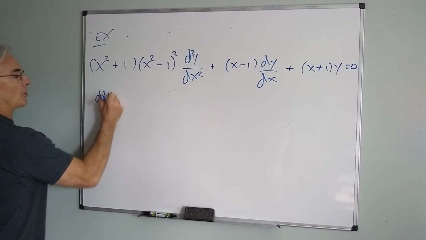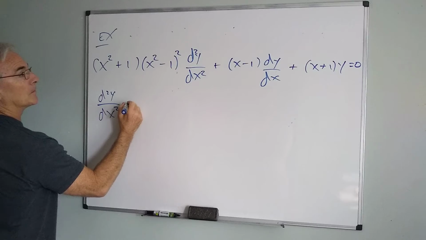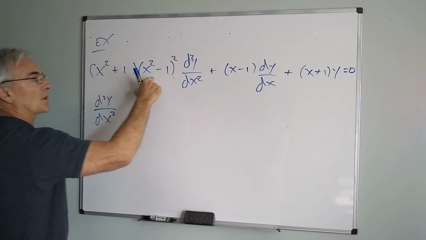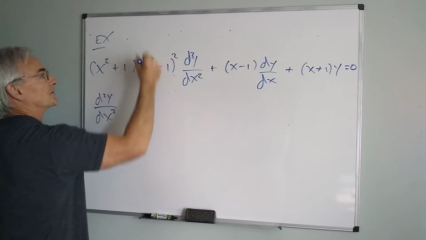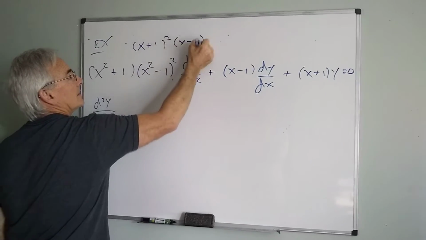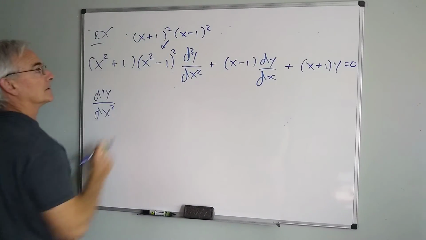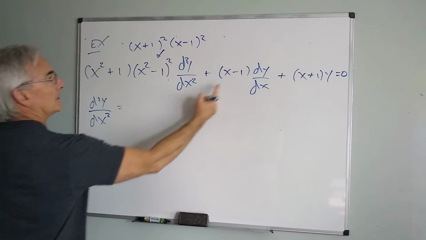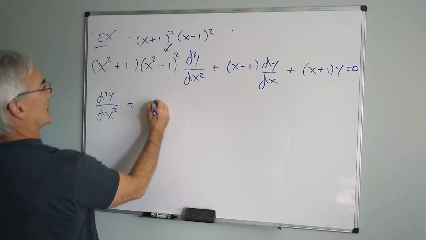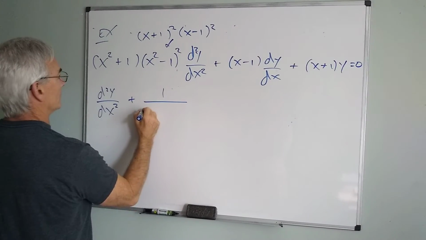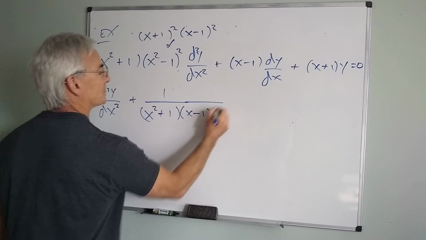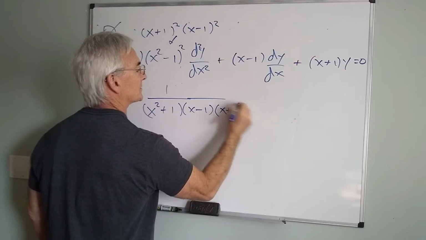So once again, we start by multiplying through by the reciprocal of this quantity. Now, it may be useful to look at x squared minus 1 as a product of conjugates. So that's actually going to be x plus 1 squared, x minus 1 squared. So when I multiply through, I will cancel with one of these, and I will get 1 over x squared plus 1, x minus 1 to the first power, x plus 1 to the second power.